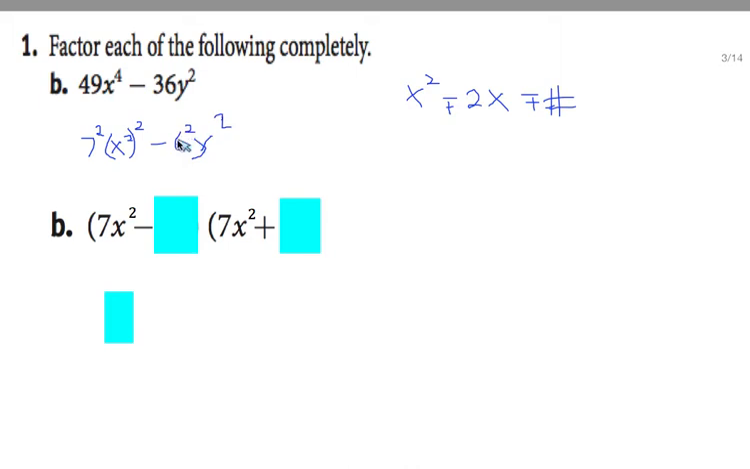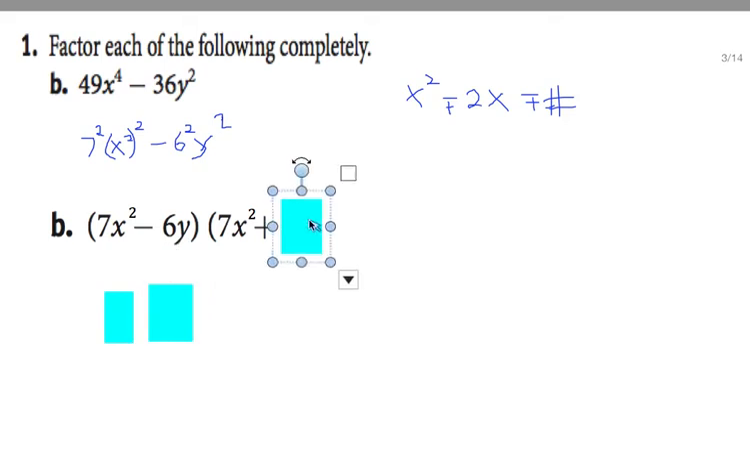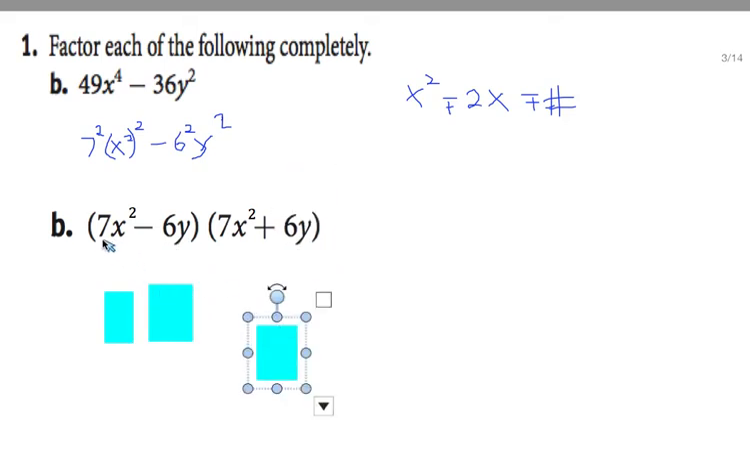Because each of these are squared, then you're just going to be left with a 6y here and a 6y here. So you notice that all your numbers and your variables match exactly. The only difference is one factor is plus and one factor is minus and one factor is plus. And honestly, it doesn't matter which order you have those in.